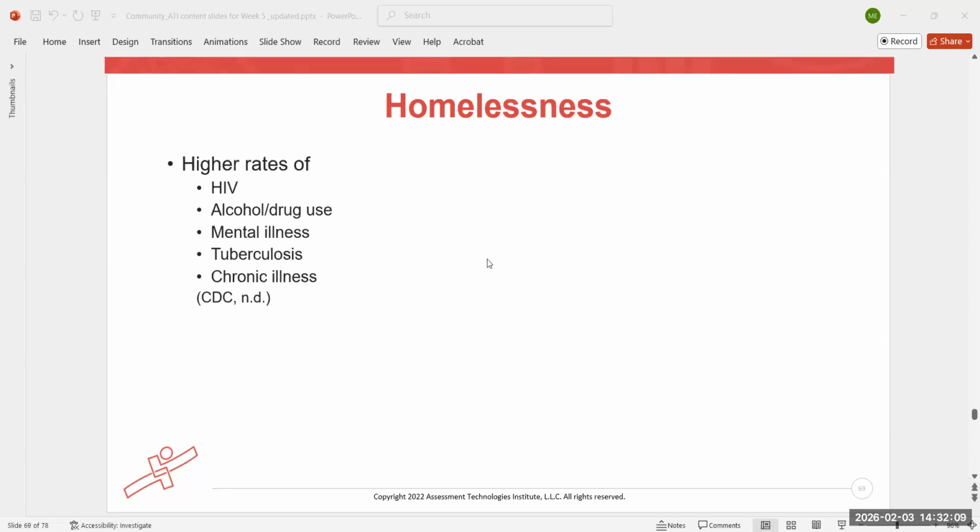Homelessness, we've talked about a little bit. Those are just things that individuals who find themselves homeless may have a higher risk or higher rate of.